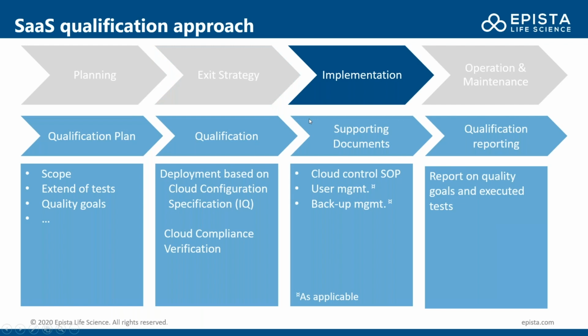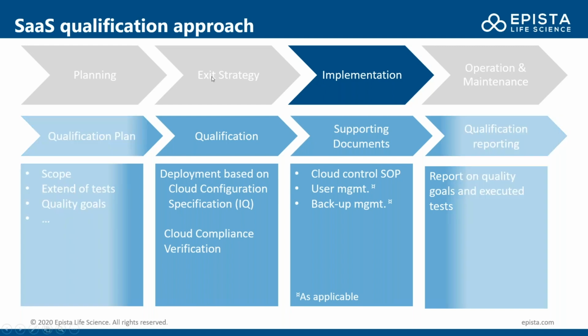When we come to the implementation, we also have a known process. You can see we start with a qualification plan and we end up with a qualification report. These are all known documents where we have the scope, we define the extent of tests, the quality goals, and so on and so forth. And in the report, we report on what we've done. Instead, we will put emphasis on the middle layer, because this is where it gets interesting, at least for us.